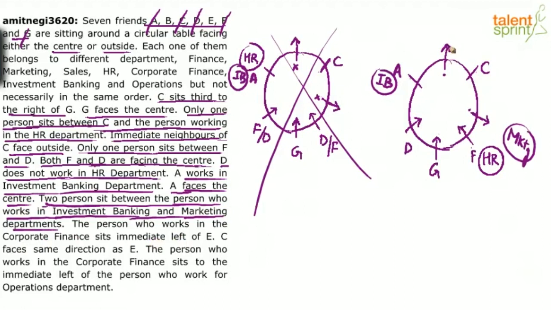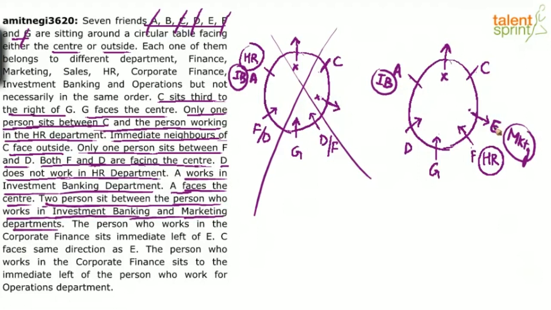So if E is in this position facing outwards, what is immediate left? This is immediate left. And we know that immediate left of E should be corporate finance, but here it is investment banking. So E cannot come here. So definitely E has to come here. Are you able to follow? E cannot come in this position because immediate left of E should be corporate finance. Here immediate left of E is investment banking. So ruled out. The only possibility is E has to come here.